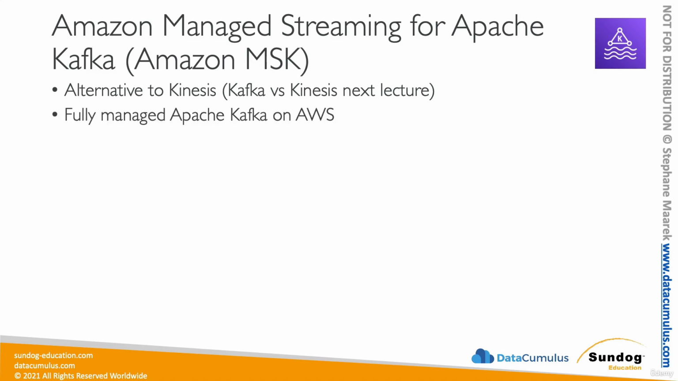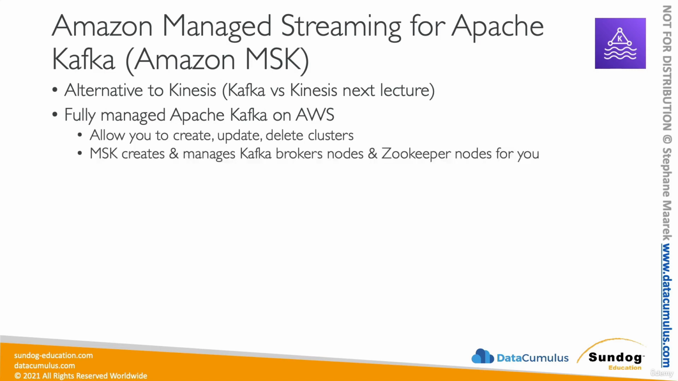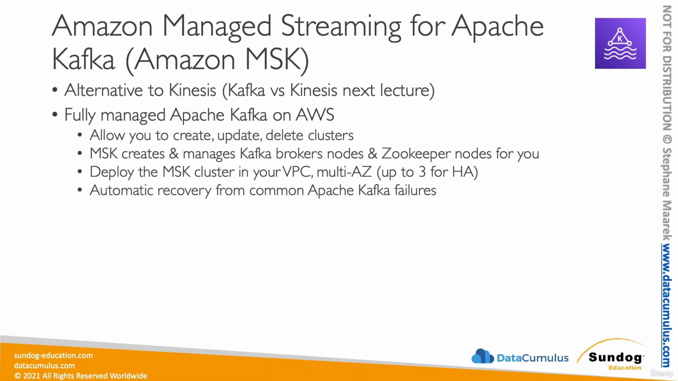So MSK is a fully managed Apache Kafka service on AWS, which allows you to create, update, and delete Kafka clusters. And in that case, Amazon MSK will create and manage Kafka broker nodes and Zookeeper nodes for you. You deploy your MSK cluster in your VPC. It's multi-AZ up to 3 for high availability. There is automatic recovery from common Apache Kafka failures, and the data is stored on EBS volumes.